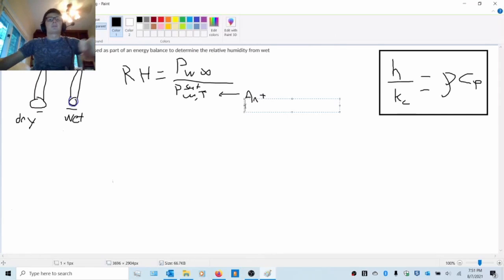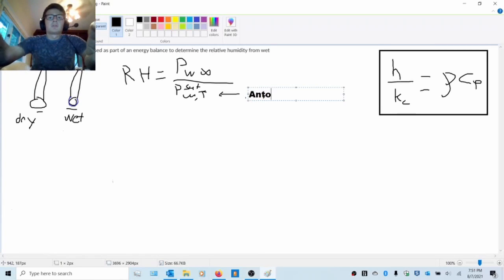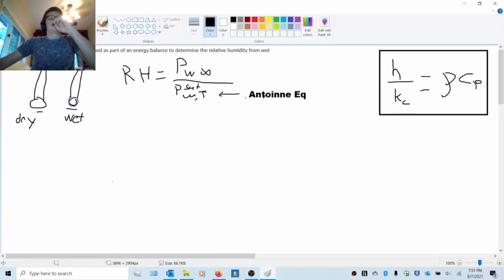The bottom part we can find from an Antoine equation, right? So that's all good, but this top part is a little bit more difficult. So how are we going to figure out this top part?